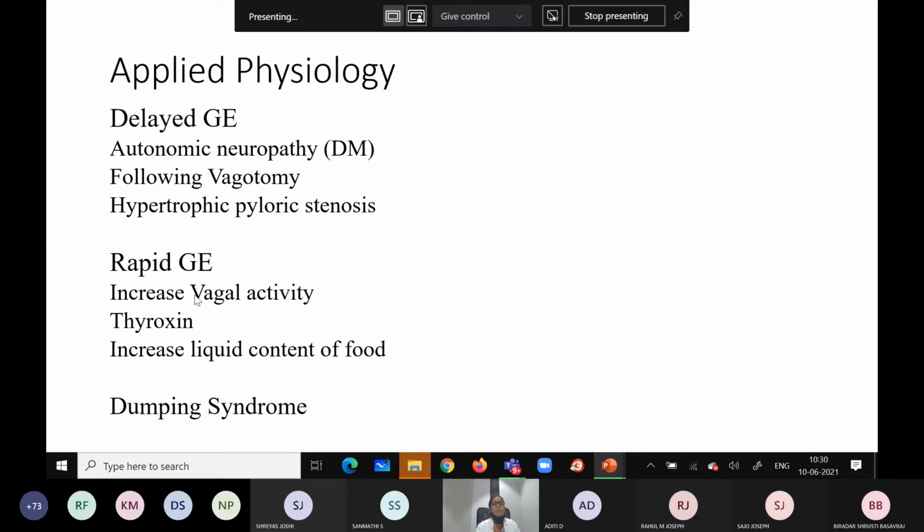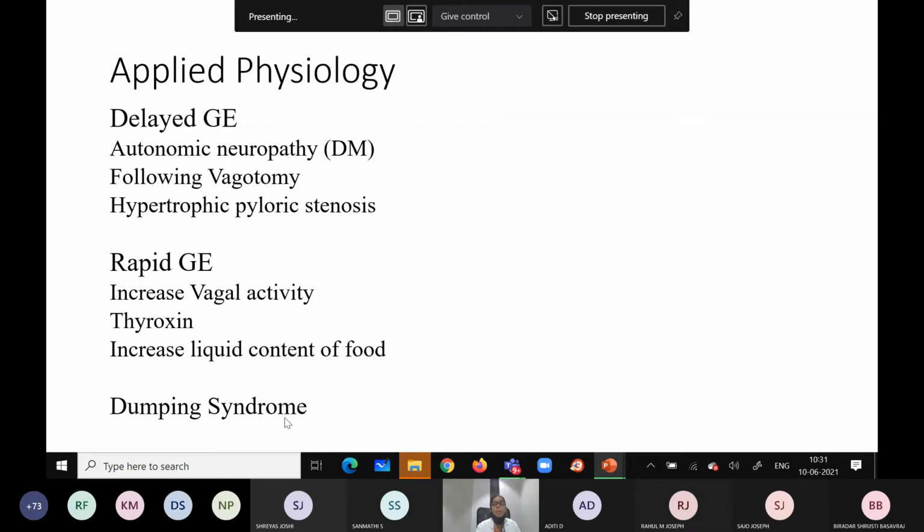Then rapid gastric emptying occurs in increased vagal activity, whenever there is an increase in parasympathetic activity, or increased thyroid hormones, as in hyperthyroidism, or increased liquid content of the food. If the food is in the form of liquid, gastric emptying will be fast. If the food is solid, or has more proteins and fat, emptying will be delayed. If it is liquid and has more carbohydrate, gastric emptying will be fast. Okay, these are some of the applied aspects.